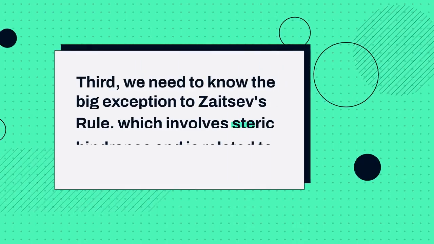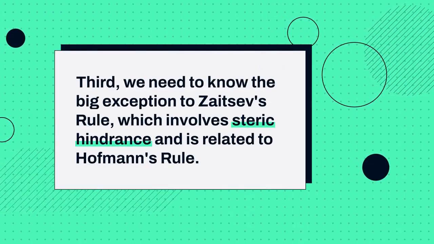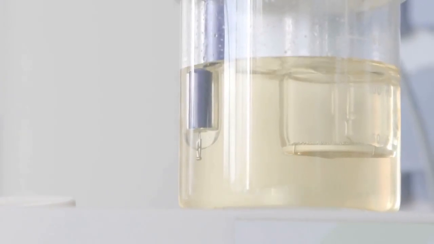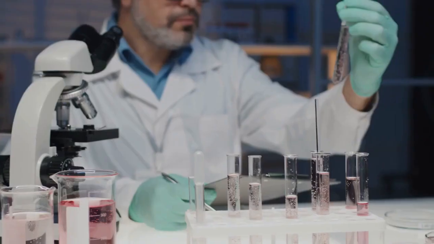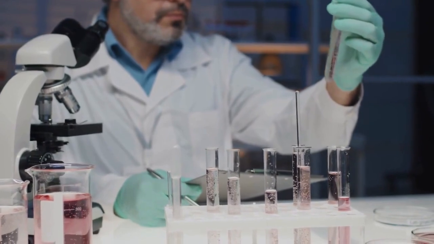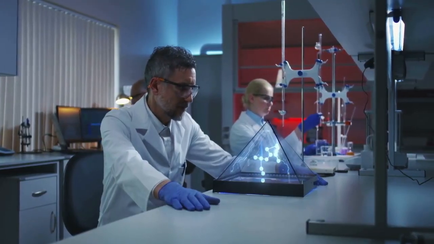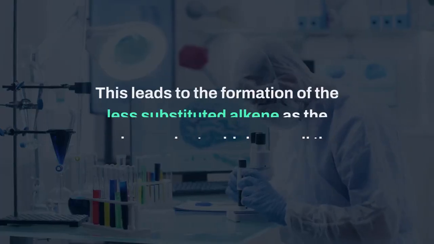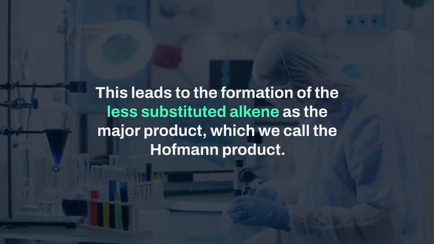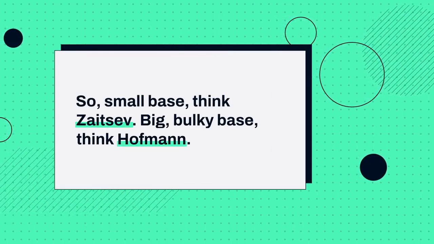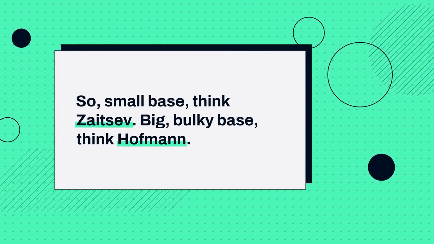Third, we need to know the big exception to Zaitsev's rule, which involves steric hindrance and is related to Hofmann's rule. If you use a big, bulky base for your elimination reaction, like potassium tert-butoxide, it has a hard time reaching the more crowded, internal hydrogens needed to make the stable Zaitsev product. It's like trying to park a huge truck in a tiny parking spot. Instead, the bulky base will find it much easier to grab a less hindered, more accessible hydrogen on the outside of the molecule. This leads to the formation of the less substituted alkene as the major product, which we call the Hofmann product. So, small base, think Zaitsev. Big bulky base, think Hofmann.